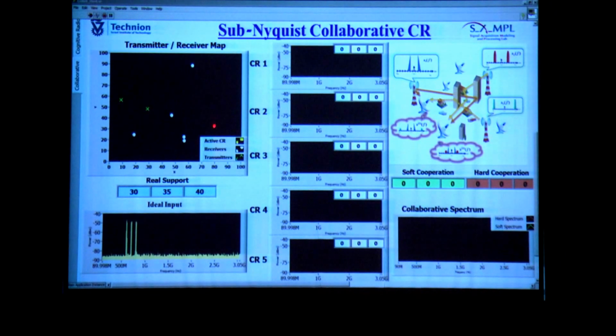That's the actual map that we're going to use. In white, we have the receivers, and in green, we have the transmitters. That's the first scenario we're going to show you.